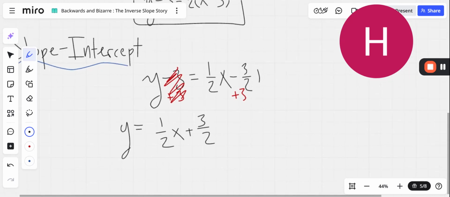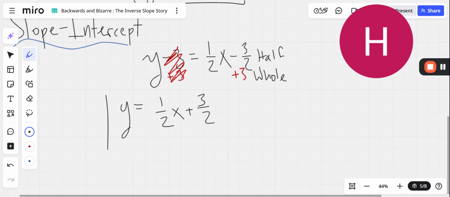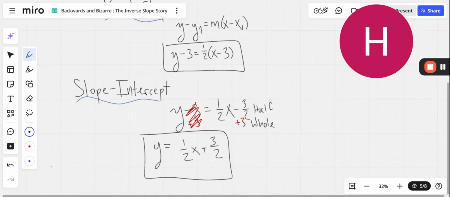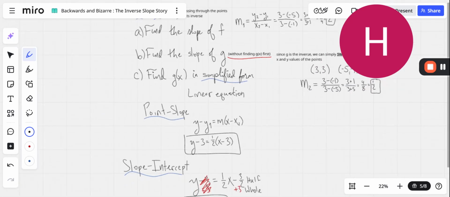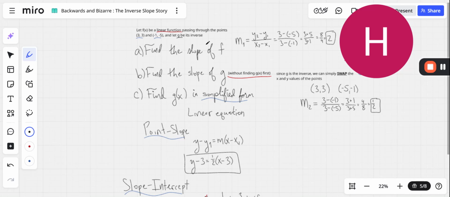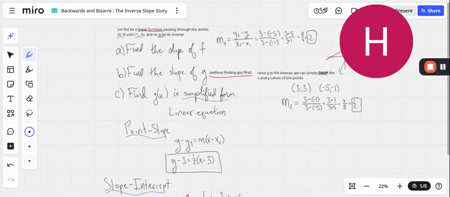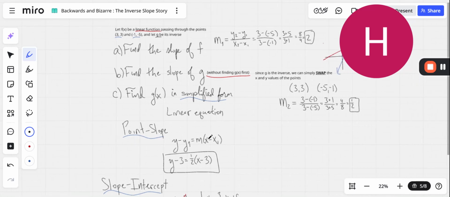Because this is half of the 3, and this is a whole 3. So if I take a whole 3 and subtract a half 3, I'm left with the other remaining half of 3. And this is our equation in slope-intercept form. We didn't find the function for f of x, but it would be pretty easy, and we'd be able to notice that the slope is indeed 2.